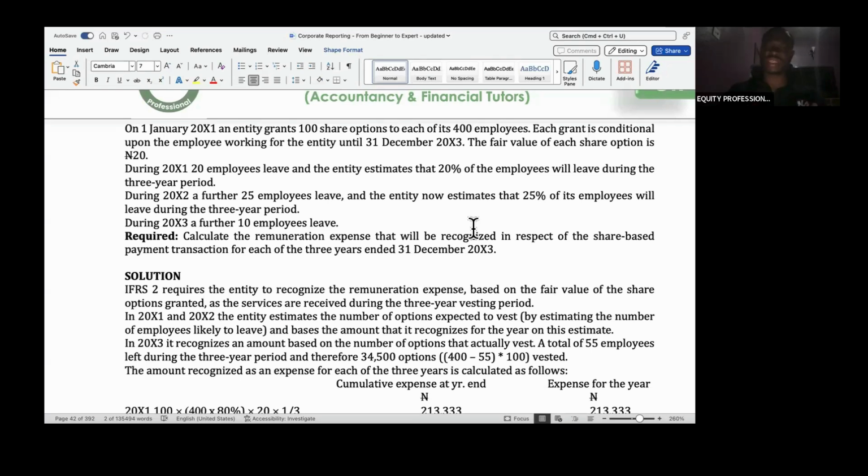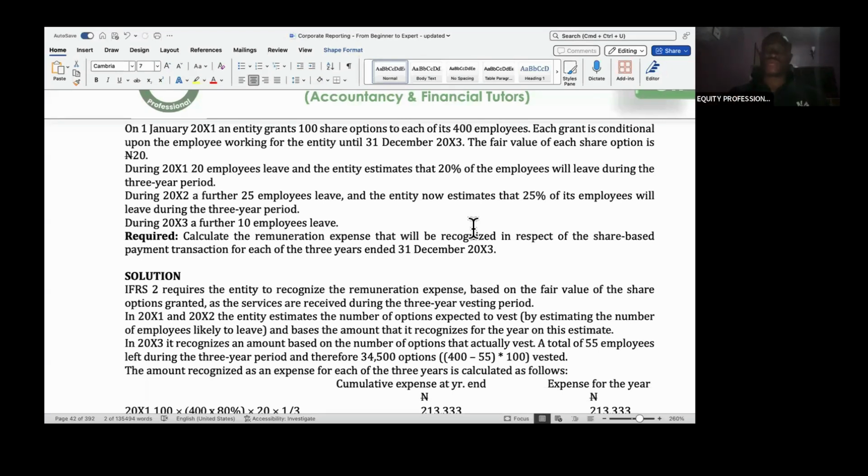Is it when it is granted to the employee or when the employee has met the condition? We said that you should start recognition from when the employee starts working for the company. And that is in compliance with accrual basis of accounting. Because under accrual basis of accounting, we recognize transactions in the books of accounts when those transactions occur, when they happen. So as soon as an employee starts working for the organization, immediately we need to recognize those transactions, not when those share options vest.